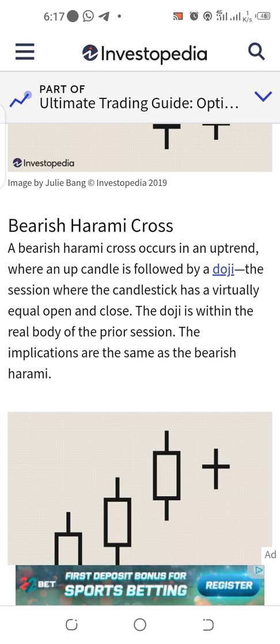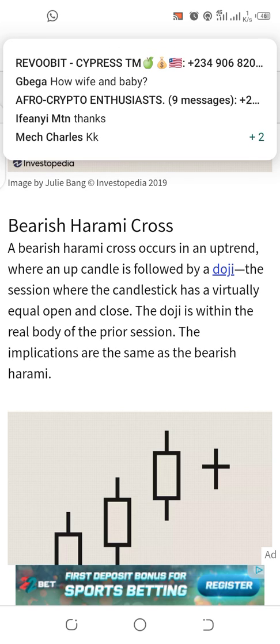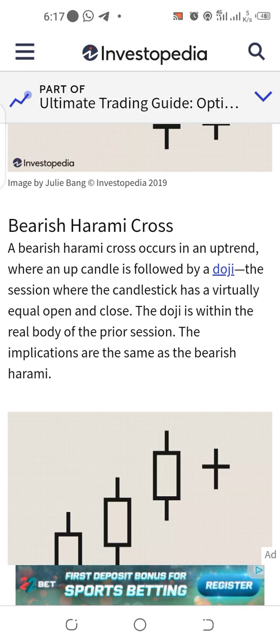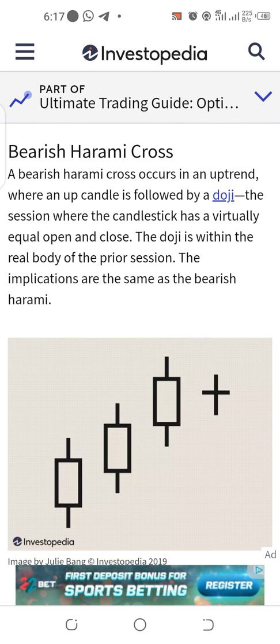Now, this is one of the best candlesticks you need to watch. It is called the bearish harami cross. Also, we have the bullish harami cross. Let's explain this one first. A bearish harami cross occurs in an uptrend, like the candlestick I see there. It can never happen in a downtrend. If it's a bearish one, it must happen in an uptrend.